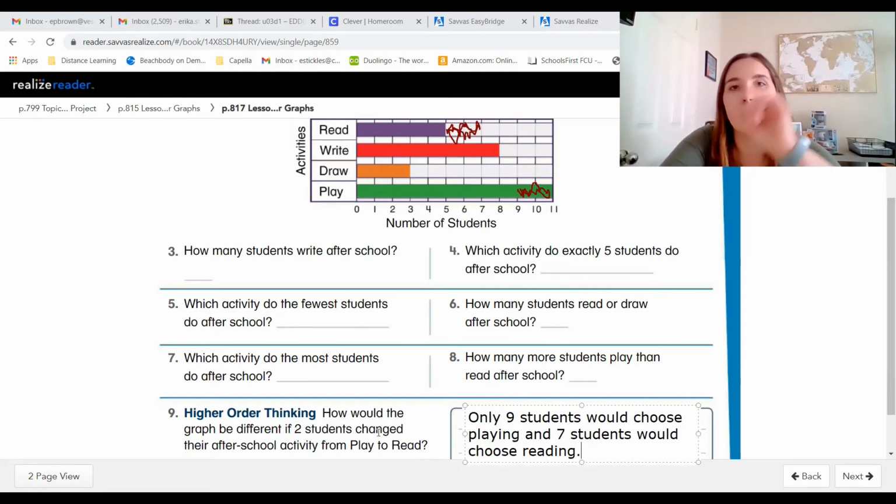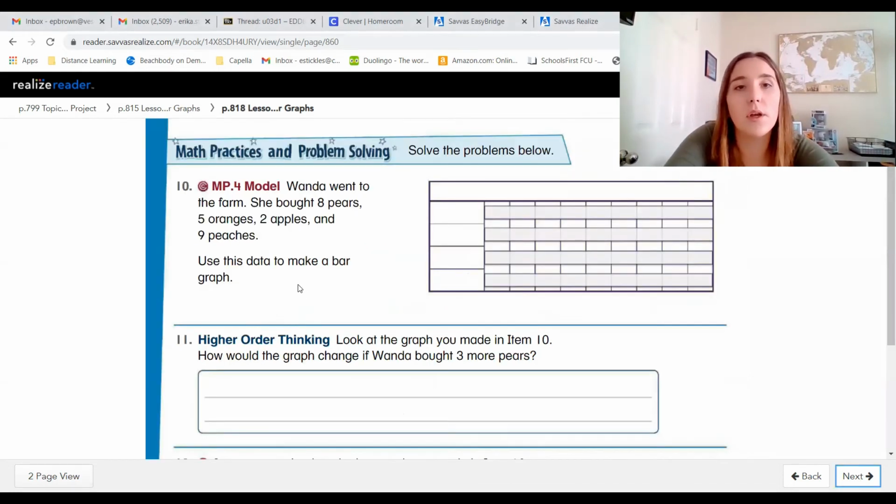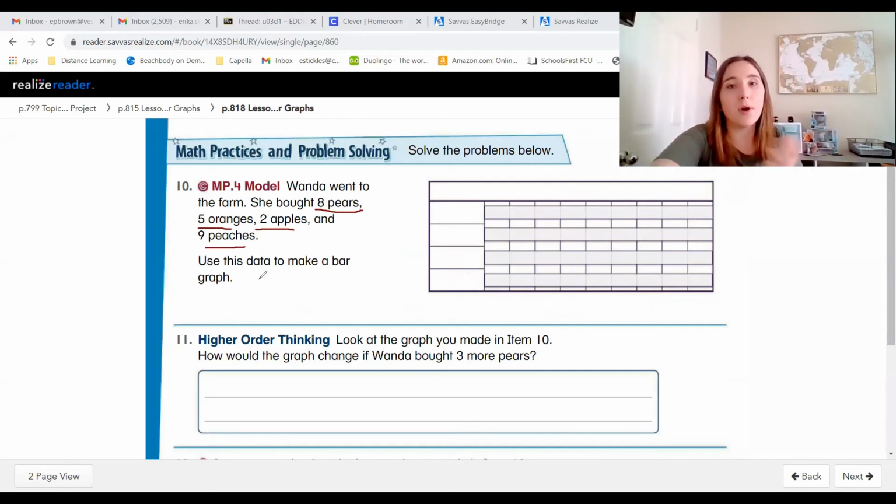We're going to turn the page and you're going to do one last problem. Okay, we're going to look at number 10. It says Wanda went to the farm. She bought 8 pears, 5 oranges, 2 apples, and 9 peaches. Use this data to make a bar graph.